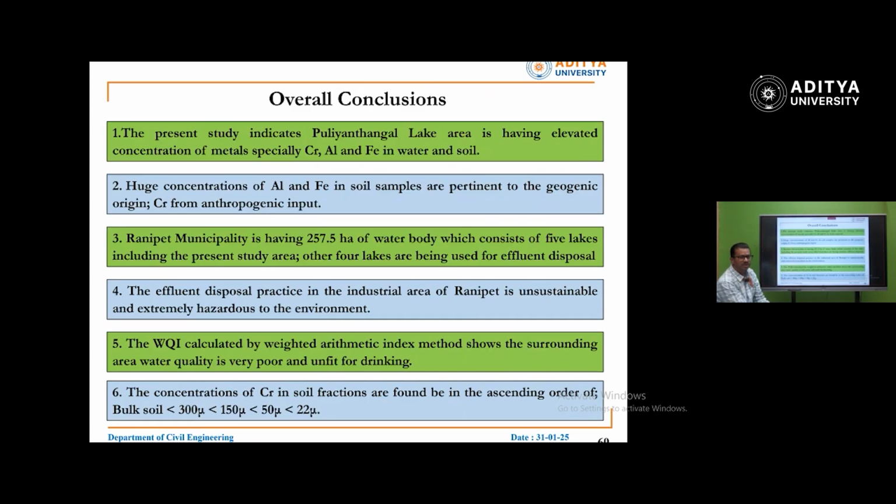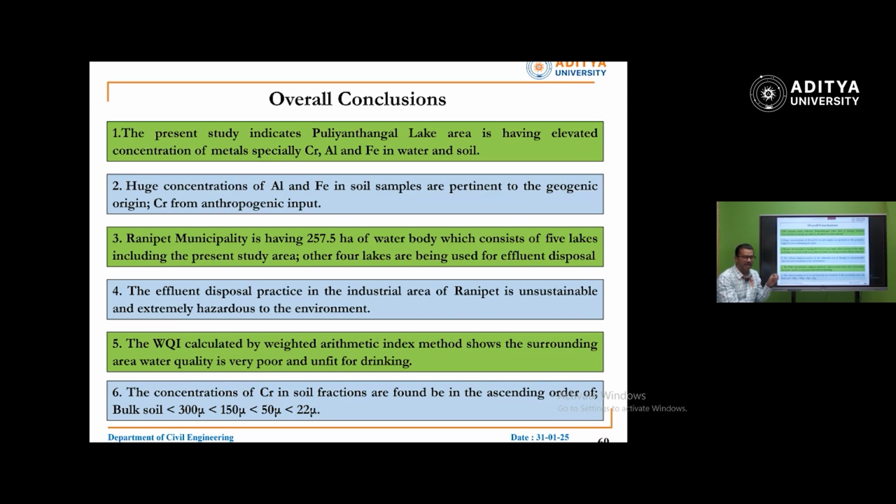So these are the overall conclusions. Just a combination of all the conclusions which we have discussed after our 4 chapters. That means the first chapter is contamination assessment, the second one is food chain contamination assessment and risk assessment. The third one is speciation study, which is going to tell in which form the metal is available in the study area, so that based on that we can select the remediation technology.